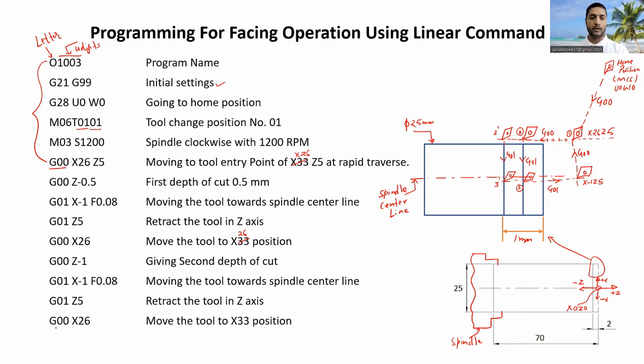Then we are moving the tool with rapid traverse at location X26. So this will be the location now. Here is the tool right now. So just rectify 33 with 26. I hope till now it is very clear to you how we are removing the material, and the location is right now at X26 and Z5. Okay, let us move ahead.